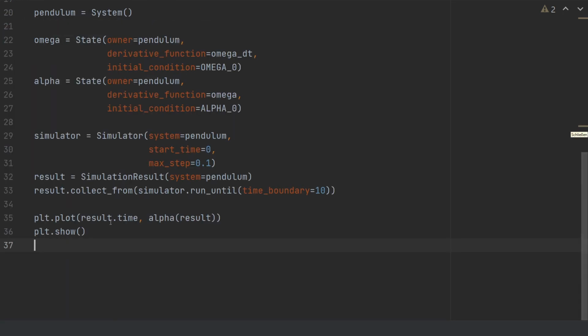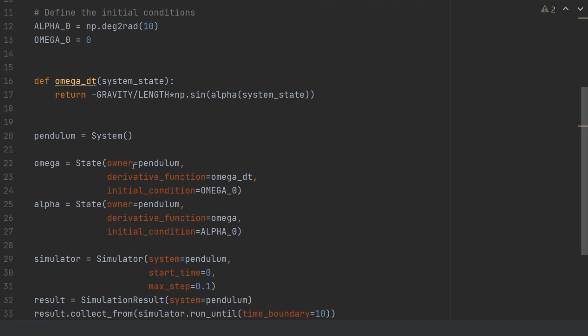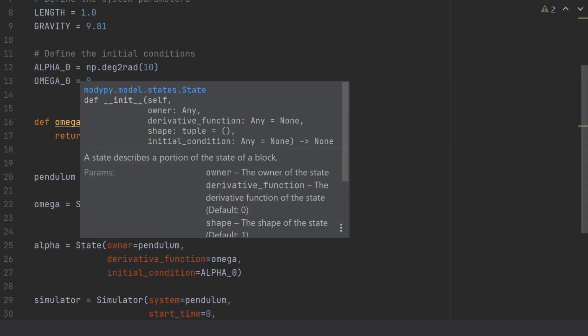So that is already all for this tutorial. We have seen how to deal with interdependent states. And also we have seen how to work with multiple states in a system.